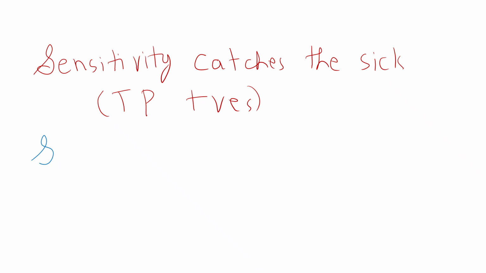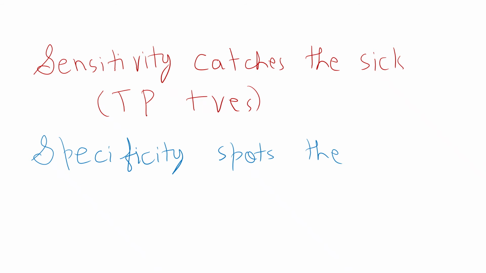Whereas specificity spots the healthy. Healthy is one who is not diseased. That is negative. True negative. Positive is sick, obviously in a study, and negative is healthy. So specificity spots the healthy.